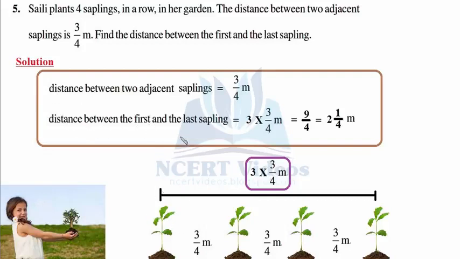Remember, it is always one minus when questions like gaps come. So 3 3s are 9 over 4. It is improper, make it proper. 4 2s are 8, 1 is remainder. So what does it mean? The distance between the first and the last sapling is 2 and 1 over 4 meter.